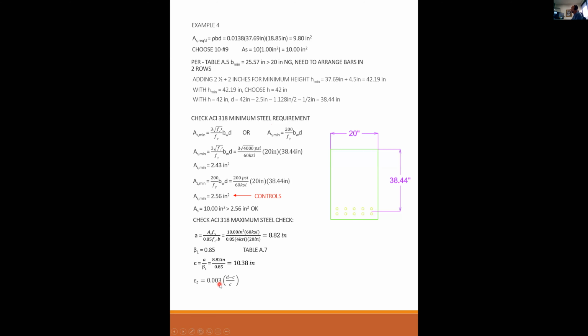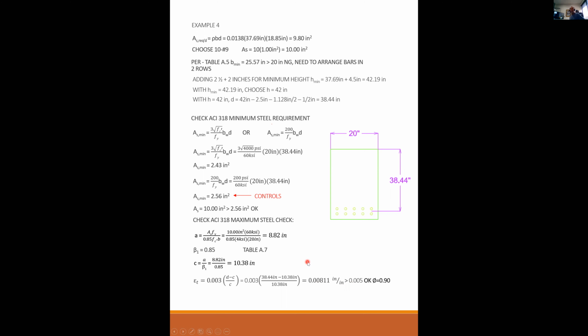So epsilon sub t is 0.003 times d minus c over c. And I get 38.44 is my d, minus 10.38, over 10.38. And I get 0.0811. That is greater than 0.005. So we are okay, and your phi factor can be taken to be 0.90. Okay, so this is the check. This is what matters right here. Epsilon sub t, is it or is it not greater than 0.005?